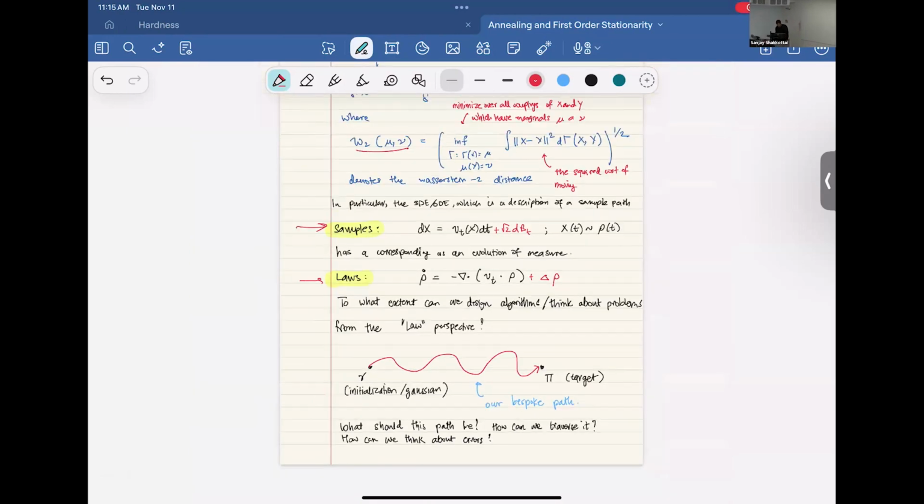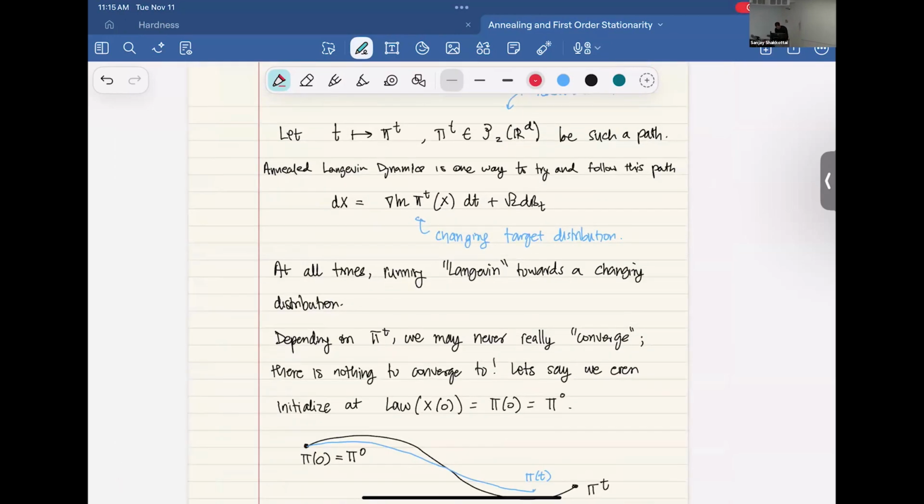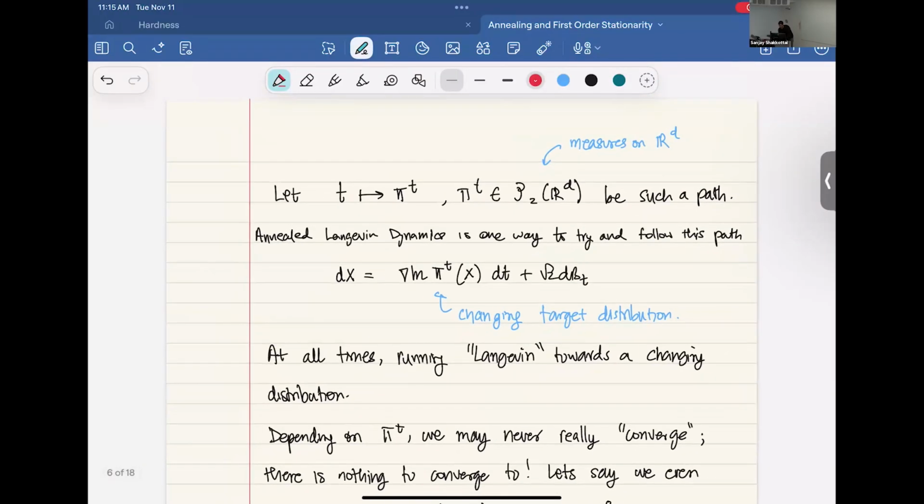And this is the setting of annealed Langevin dynamics, where what we have is some map from t to pi t. So pi t is a fixed path through the set of distributions that you design. You start at pi 0, you end up at pi 1, let's say. Now, at any time, instead of running Langevin dynamics, I'm going to run this new SDE, which changes the target according to what time we're at.